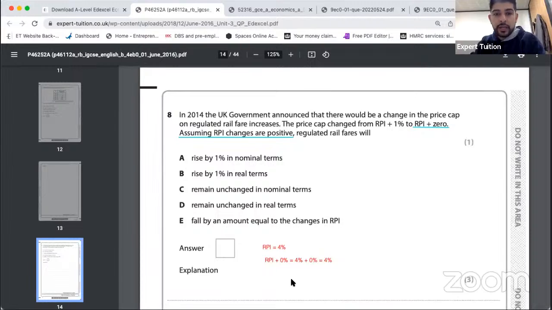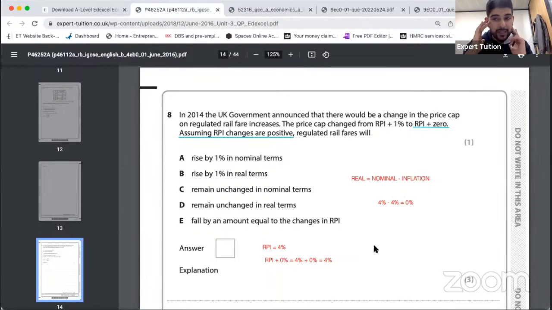Let's now plug this number into the formula I wrote a second ago, which was real equals nominal minus inflation. If I now plug it in, in nominal terms we just said that the price has gone up by 4%. So we go 4% minus what was inflation in my example? What was RPI? It was 4%. 4% minus 4% equals 0%.